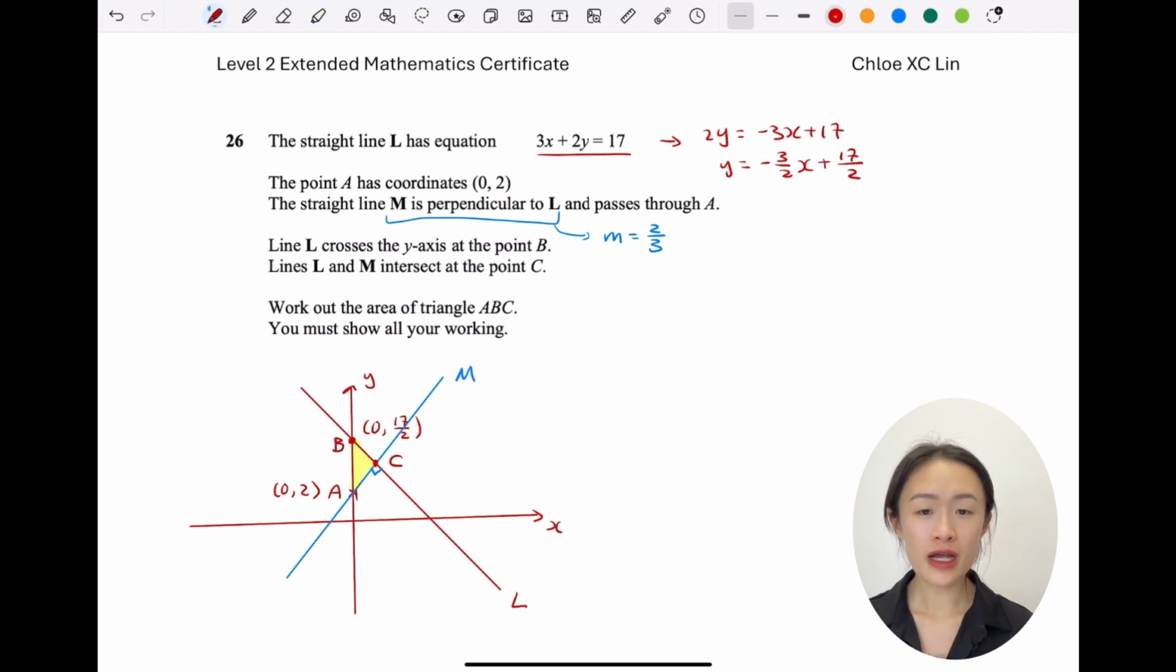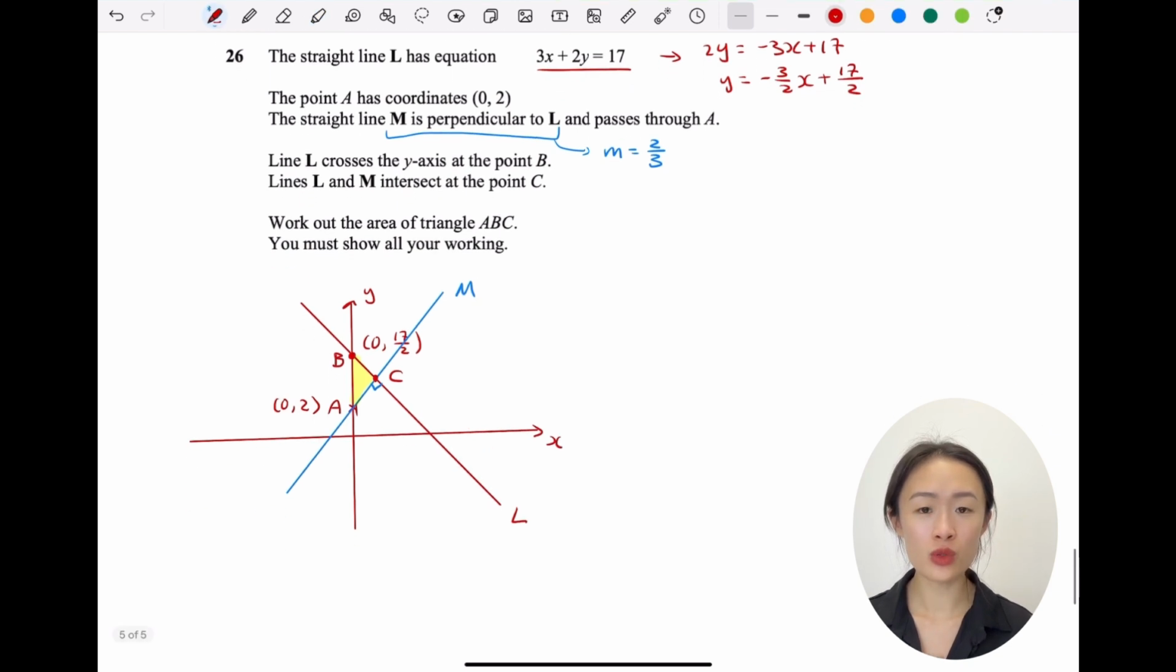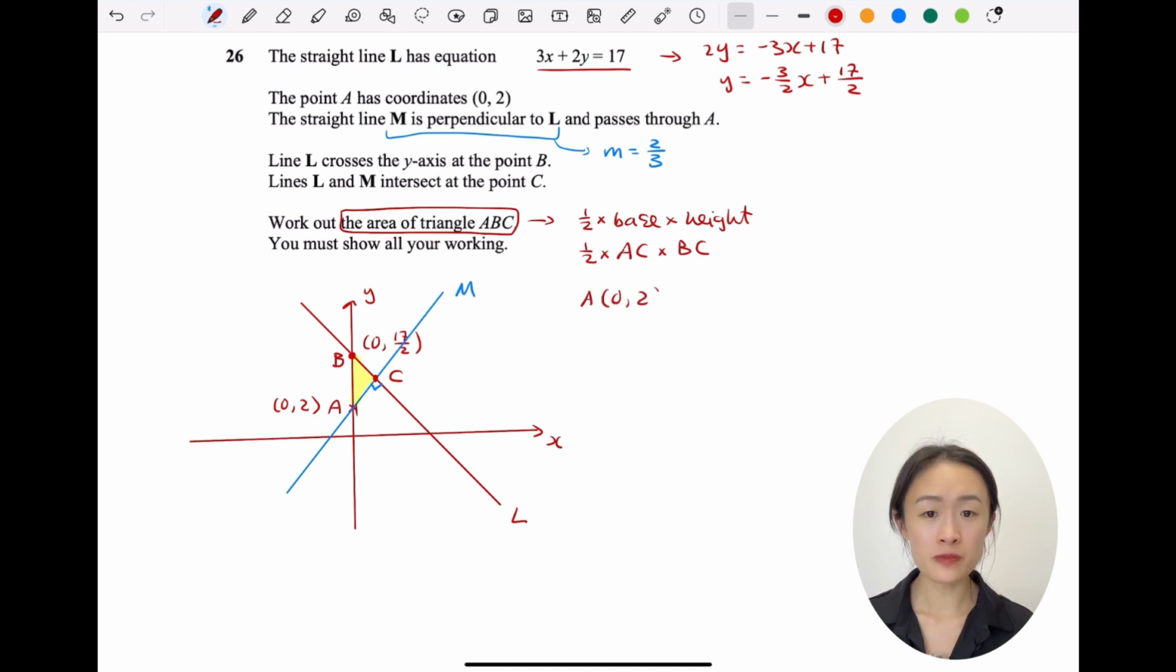Now, in order to find the area of a triangle, we have to do half base times height. And as we can see in the picture, triangle ABC is a right-angled triangle. We know the base is AC, the height is BC. Now we need to find the lengths of AC and BC, so that means I need the coordinates of A, B and C. A is given, B we have worked out, and now we need to find C.